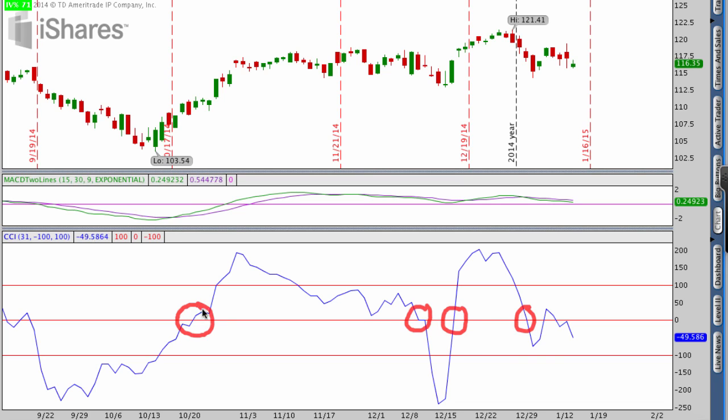So you can see we got a cross back here in, this is in October if you can't see the date here. And you can see that cross in CCI did lead to some nice rallying in the stock as we headed towards the end of the year.